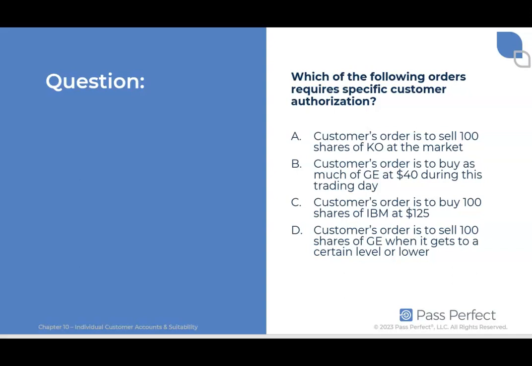Buy GE, there's a specific asset. Okay, said to buy, there's the action, but it didn't say a specific number. Buy as much as you can is not a specific number. So therefore, that is considered to be discretionary, and that must be in writing. All the others, the asset, the action, and the amount, are all there. Even choice D, when it gets to a certain level or lower, that's called a stop order, a sell stop order. If it goes down to this price, sell.